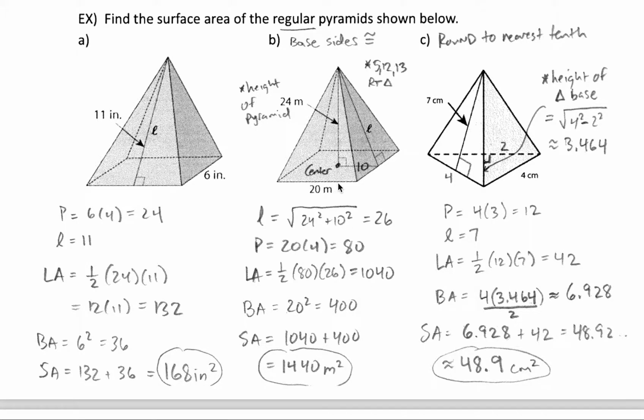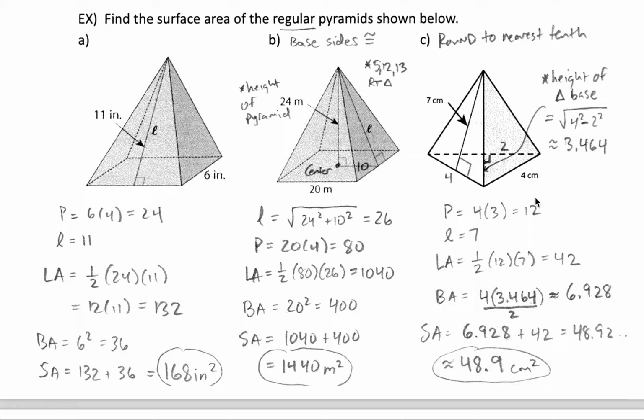We can find the base area. Since we know its length, then we know it's a square. We're just going to square that side length. 20 squared is 400. Let's take that lateral area and that base area and combine them and get 1,440 square meters for the surface area of this pyramid.